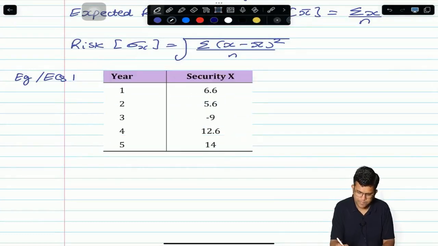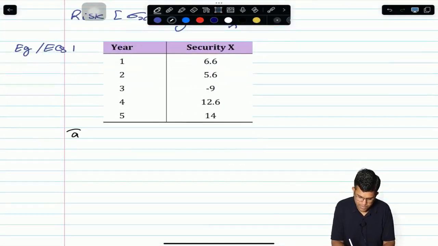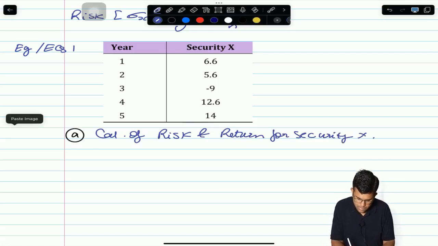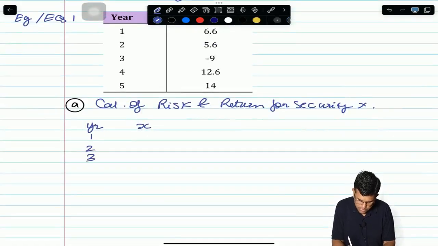This is the question. I'll write here point number A, evaluation, or I can simply say calculation of risk and return for security X. Two columns I'll make, year and X. Years 1, 2, 3, 4, 5. Returns 6.6, 5.6, minus 9, 12.6, 14.